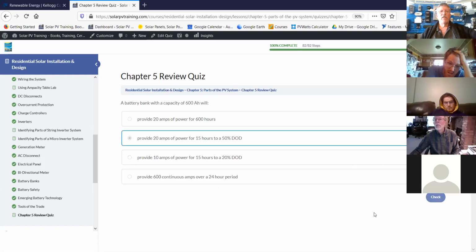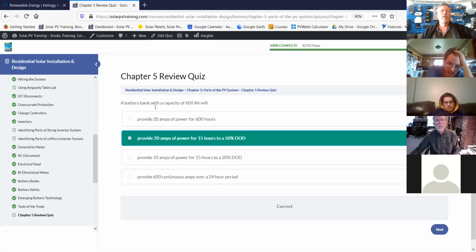B, does everybody see how you get that? If you think about amp hours, it is amps times hours, and watt hours is amp hours times volts. So what we're getting is providing 20 amps of power for 15 hours. Well, 20 times 15 is 300 amp hours. And that's 50% of the capacity of a 600 amp hour battery bank, right?